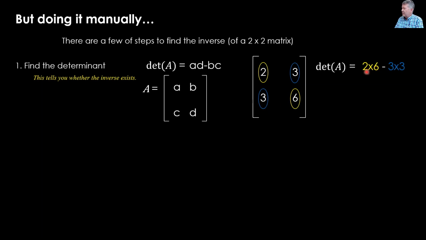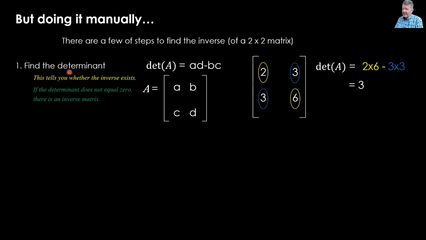Now, what does that equal? 2 times 6 is 12. Take away 3 times 3 is 9, sorry. And so our determinant equals 3. If the determinant does not equal 0, then there is an inverse matrix.